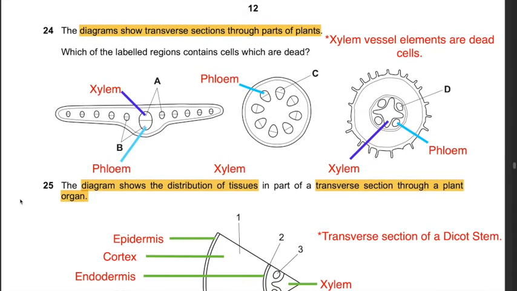Question 24. The diagram shows transverse section through parts of plants. Which of the labeled regions contain cells which are dead? Now, cells which are dead are only present in xylem vessels. Hence, the answer is A, as answer A represents xylem. All the others represent phloem.